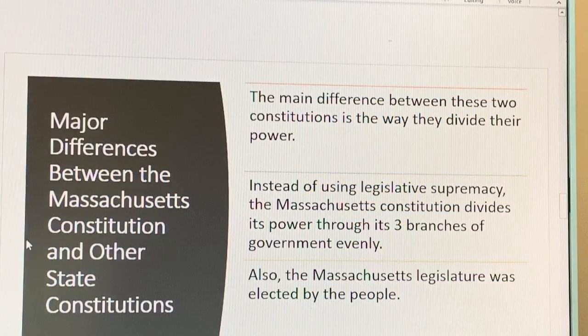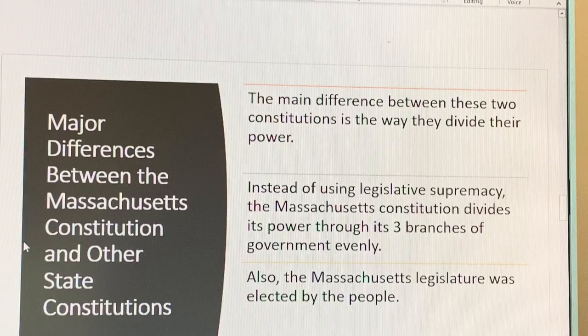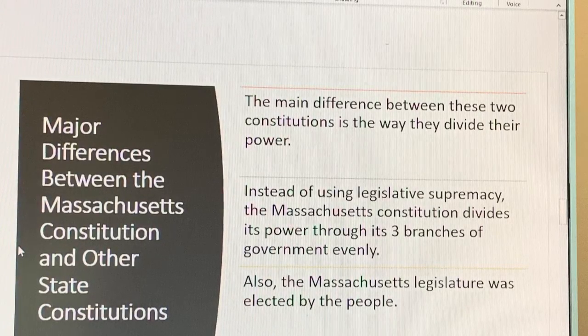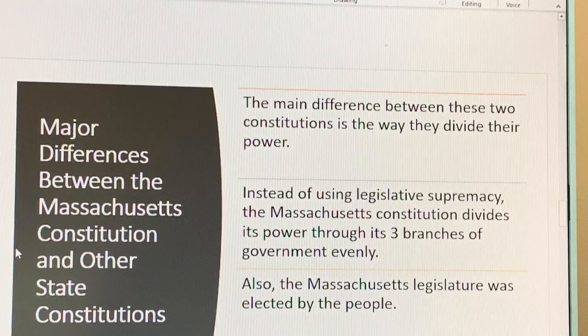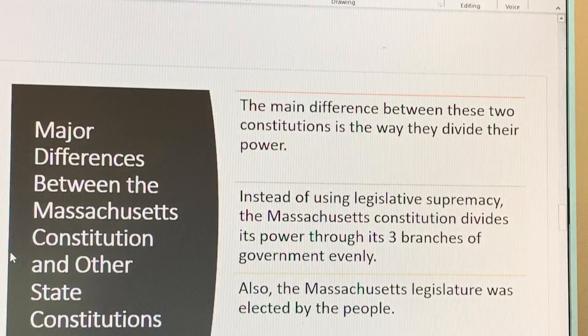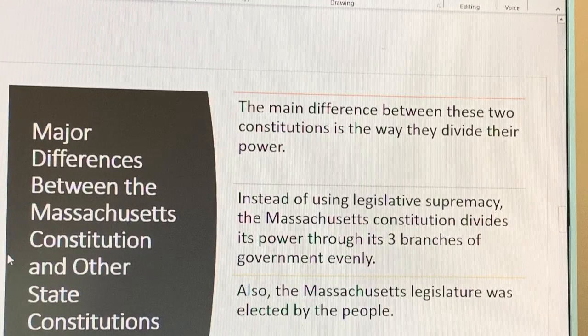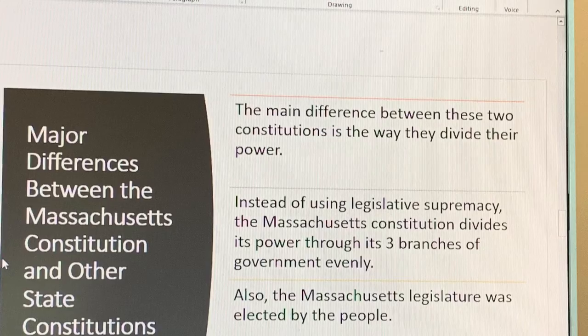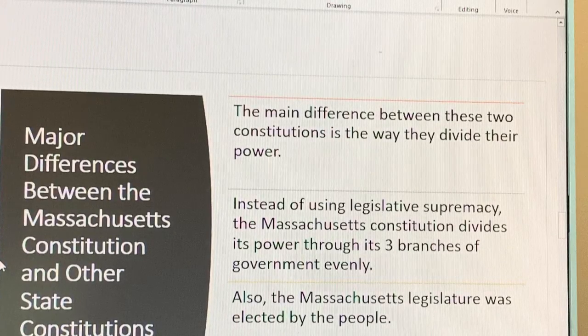Major differences between the Massachusetts Constitution and other state constitutions. The main difference between these two constitutions is the way they provide their power. Instead of using legislative supremacy, the Massachusetts Constitution divides power through its three branches evenly. Also, the Massachusetts legislature was elected by the people.